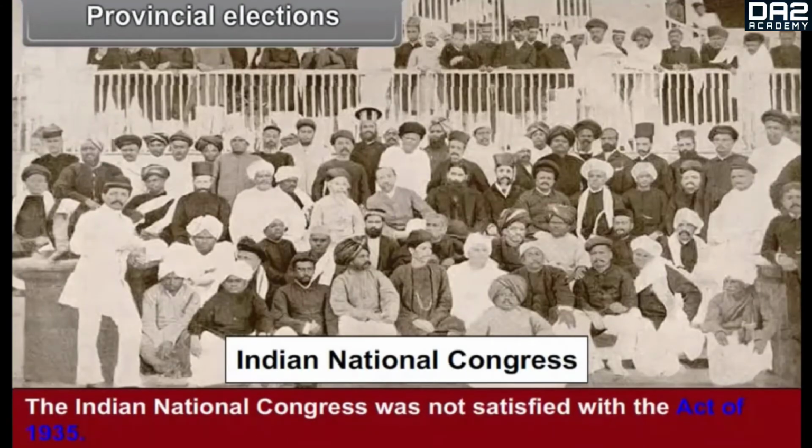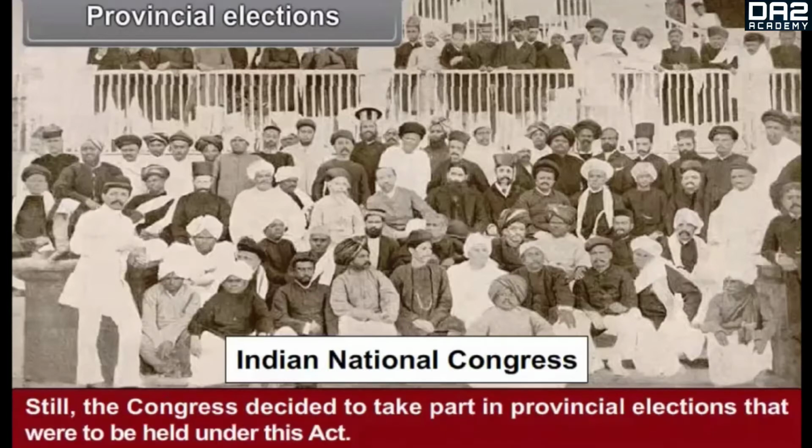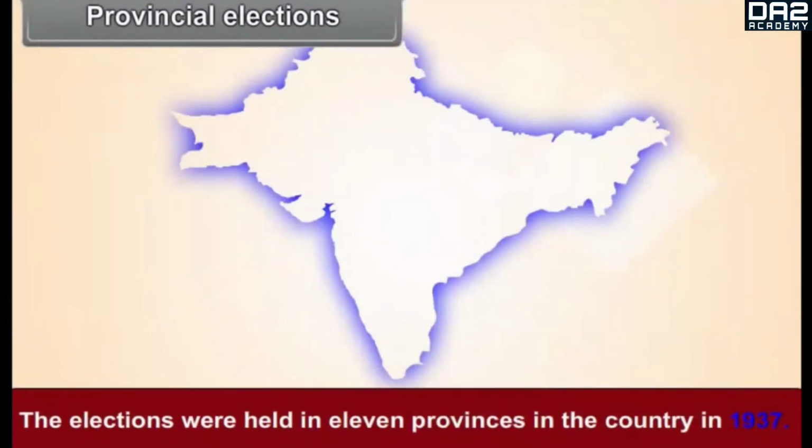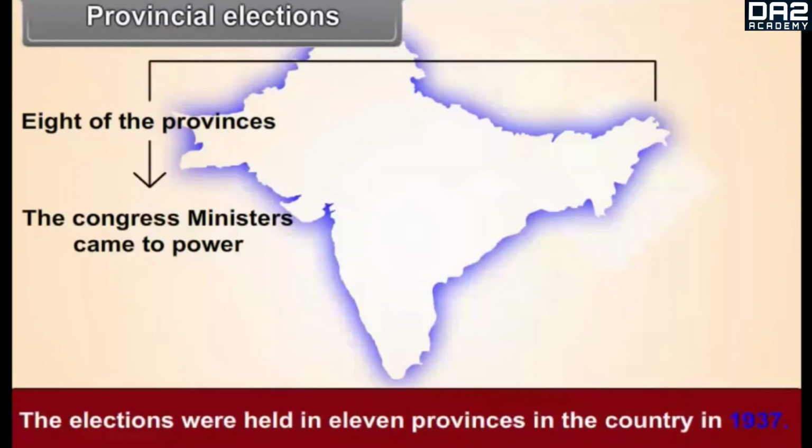Provincial elections. The Indian National Congress was not satisfied with the Act of 1935. Still, the Congress decided to take part in the provincial elections that were to be held under this Act. The elections were held in 11 provinces in the country in 1937. The Congress ministries came to power in 8 of the provinces. In the remaining 3 provinces, no single party could secure a majority, and therefore mixed governments were formed.